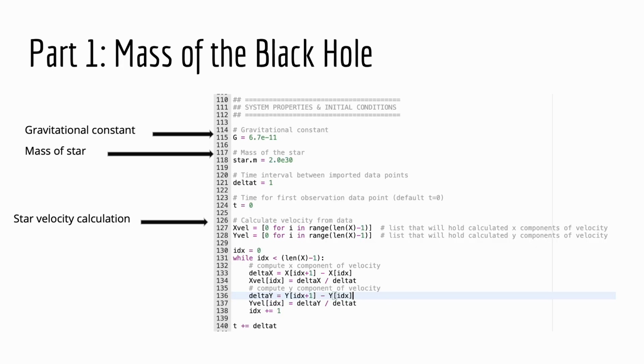In part 1, we use a GlowScript code to approximate the mass of the black hole. This slide shows our initial conditions, including our constants, such as the gravitational constant and mass of the star, as well as a calculation for the star's velocity over time, which can be seen right here.